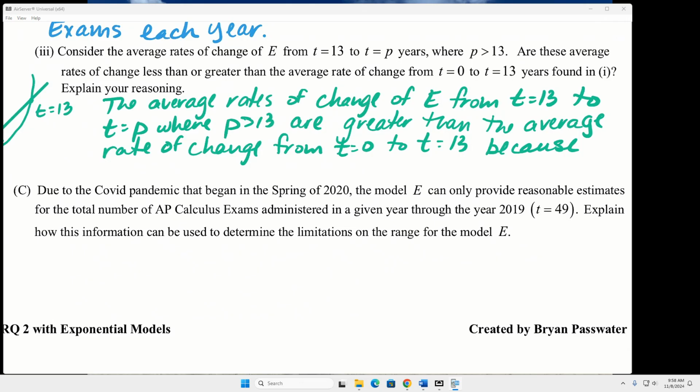All right, and then like I said, your reasoning needs to include concavity. So because E is concave up, and thus, I know it doesn't feel like normal language to do that, or you could say concave up, which means that the rate of change is increasing.